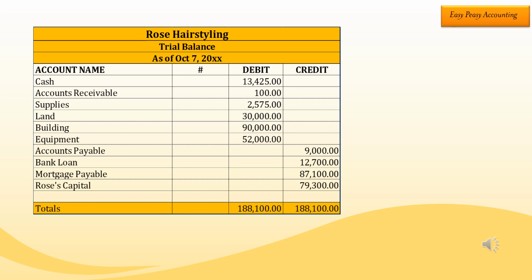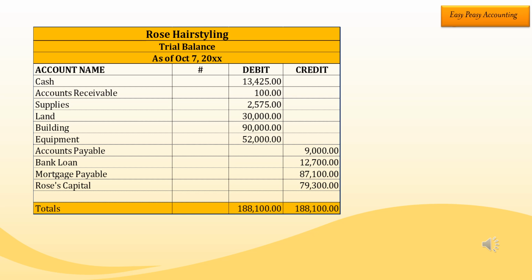A trial balance is a summary of all the balances in a company's general ledger, T accounts, at a specific point in time. It is used to check the mathematical accuracy of bookkeeping by ensuring that the total debits equal the total credits. Purpose of a trial balance.